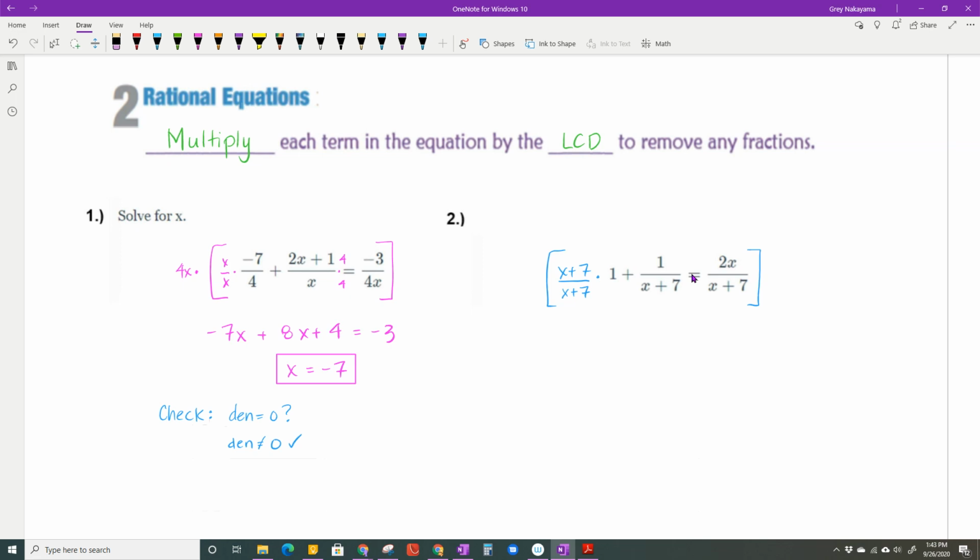Now I'm going to multiply by that least common denominator, which is x plus 7, and so I'm just going to write my numerators. So the first one is x plus 7 times 1, which of course is x plus 7. The numerator of the second term is 1, and the numerator on the other side is 2x. And so if I subtract x and combine those two terms, then I'm going to get x equal to 8. Okay, I need to check it. So when I check it, does 8 make the denominator equal to 0? It does not.